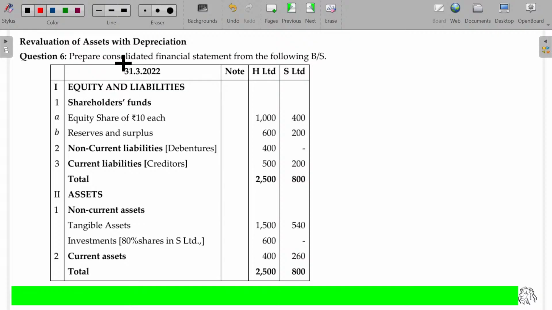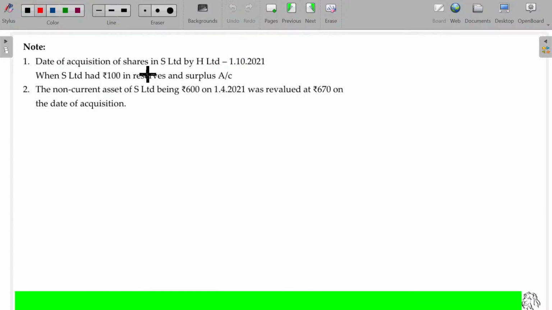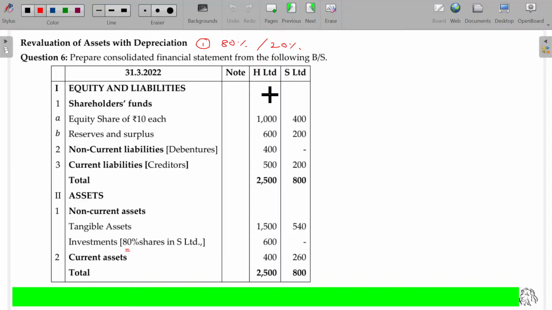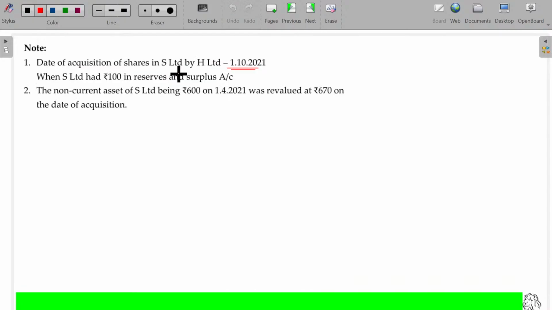Okay. Prepare consolidated financial statement from the following balance sheet. Everything is okay. The shareholding is 80%. So step number 1, percentage of holding: 80% and 20%. Date of acquisition of shares in S Limited by H Limited is 1/10/2021. So exactly half year. This is 31st March 22. So the financial year ends on 31st March and acquisition happens on 1/10/2021, which means exactly half year.